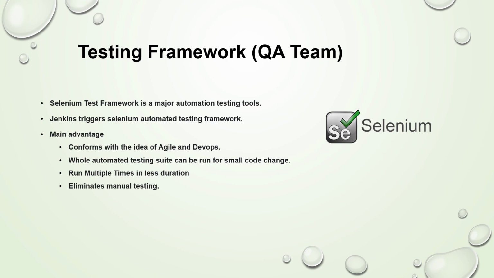Selenium framework is a test suite of automation test tools based on the JavaScript framework. Jenkins triggers the Selenium automated testing framework. Main advantage. It conforms with the idea of Agile and DevOps, which endorses the continuous delivery workflow. The whole automated testing suite can be run for any small code change as well. It can run multiple times in less duration. It eliminates manual testing, which consumes a lot of time and effort.